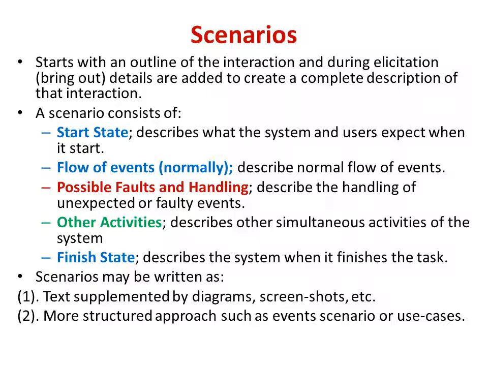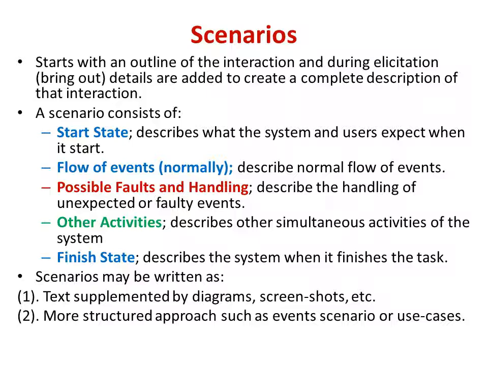A scenario consists of, let's say, 5 basic elements, which are the start state, a flow of events, normally sometimes called the basic path, possible faults and handling, other activities, and the finish state. In the start state, we need to outline what the system and user expect when it starts, the state that should be reached at the starting point. The flow of events, or sometimes called basic flow, describes the normal flow of events.